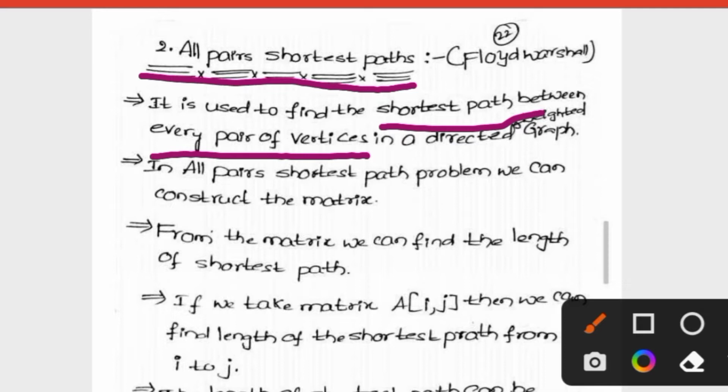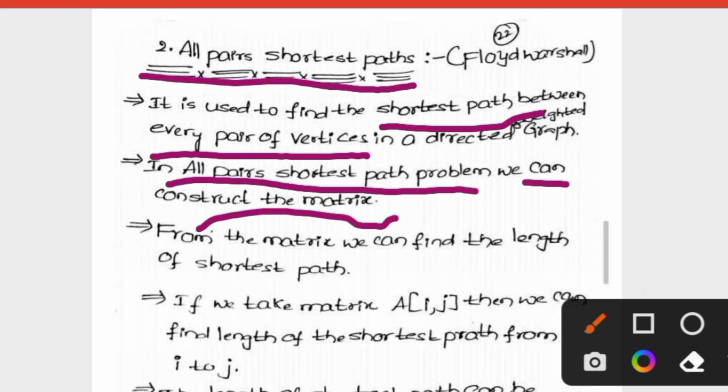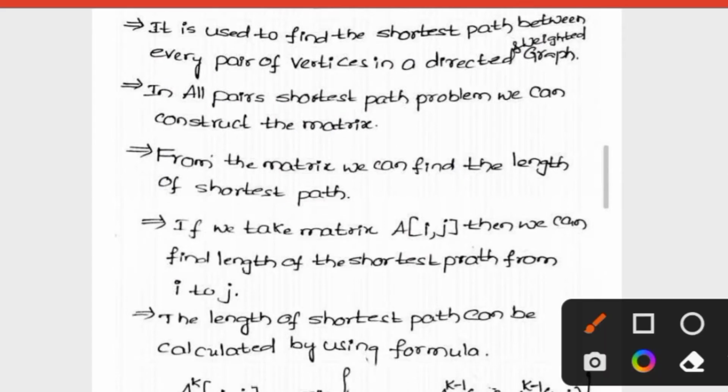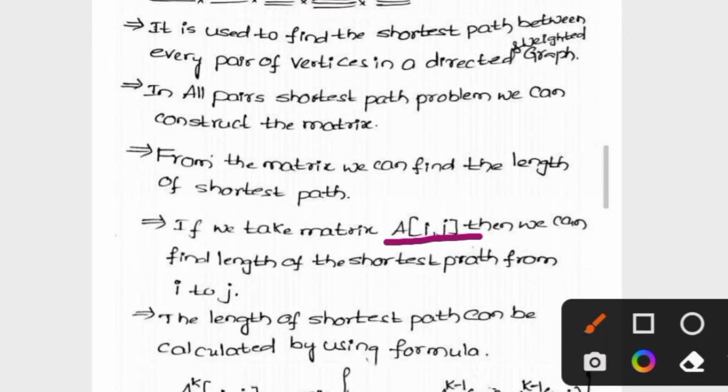And in this all pair shortest path problem, we can construct the matrix. In that matrix we can see the values there, and from the matrix we can find the length of the shortest path. So here we take that matrix as A of i comma j. Then we can find the length of the shortest path from the ith vertex to the jth vertex. And the length of the shortest path can be calculated by using a small formula here.